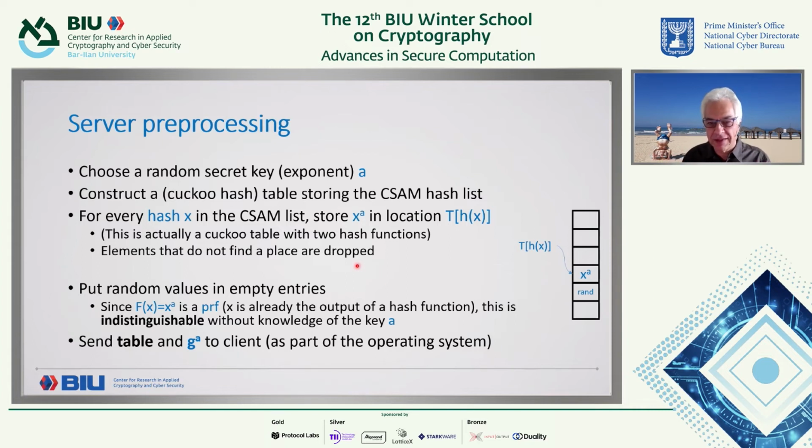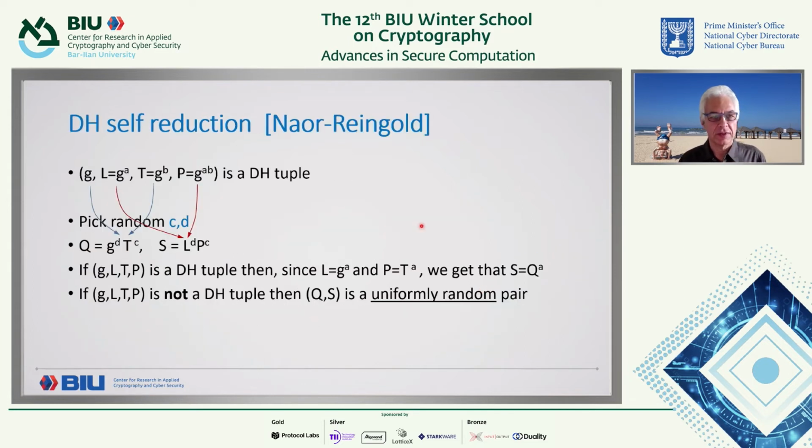But if someone is bad, then there's also very good probability that its photos will match the 90% of the CSAM database, which they don't drop. So here they don't care about dropping some of the photos. What's important for security is what's called the Diffie-Hellman self-reduction of Naor and Reingold.